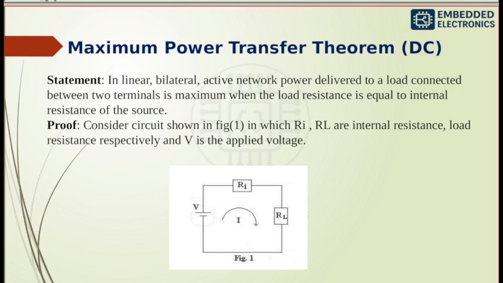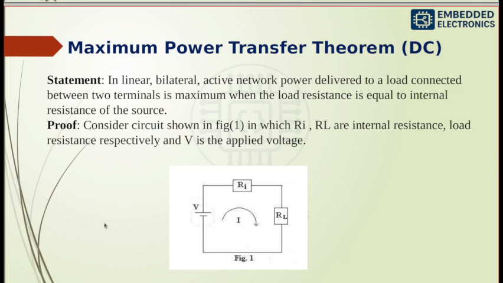It states that in any linear bilateral active network, the power delivered to the load connected between two terminals is maximum when the load resistance equals the internal resistance of the source. Means power is maximum when load resistance RL equals RI, the internal impedance.